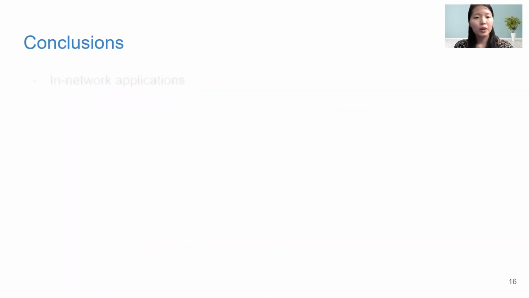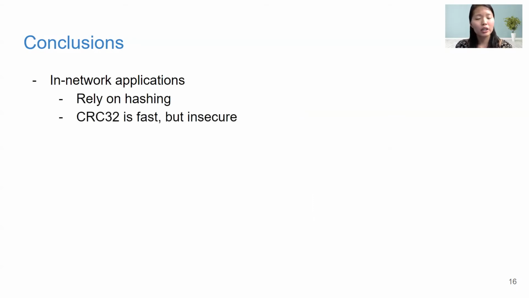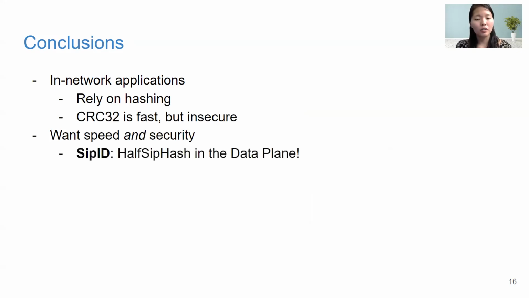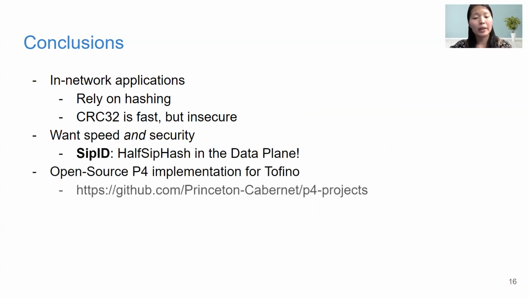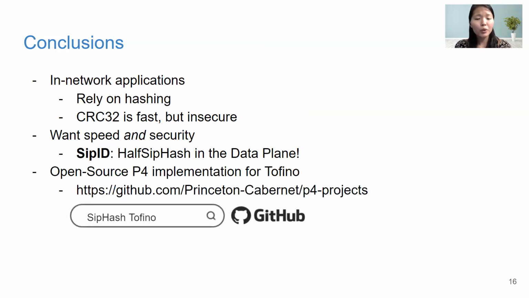So now to conclude, we saw that in-network applications rely on hashing extensively and unfortunately use CRC32, which is insecure. We would like both speed and security in our network applications, so we present SipiD, HalfSipHash in the data plane. Our design is available at the following GitHub link. And you can also search up SipHash Tofino and find our GitHub repo this way.